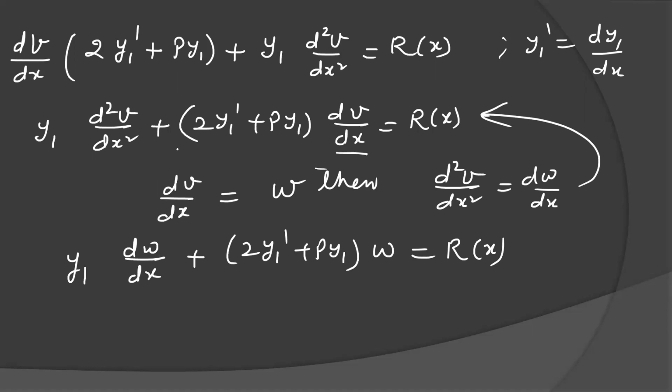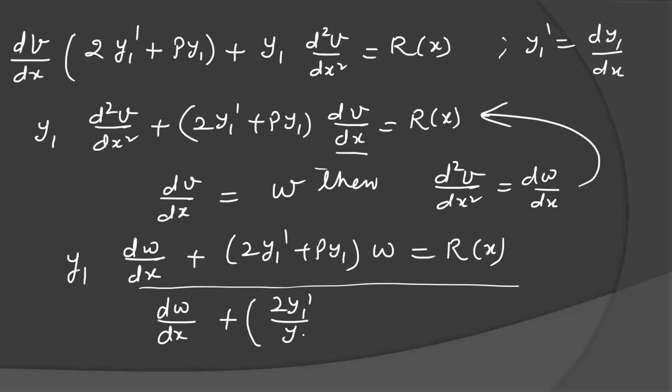Now it looks like a first order differential equation, order is reduced because the coefficient of v becomes 0. So that's why this method is called reduction of order method, because this second order differential equation can be solved with the first order differential equation. And I told you for any type of differential equation, the coefficient of the highest order term would be 1. So divide by y1 both the sides. So dw by dx plus 2y1 dash by y1 plus p, y1 is cancelled out, w equal to rx by y1.